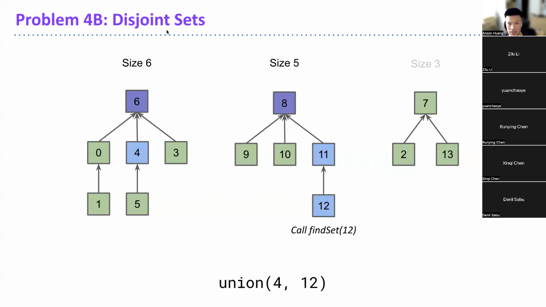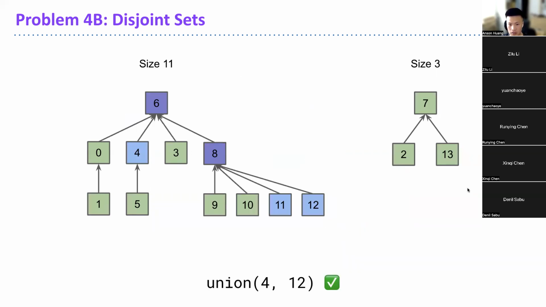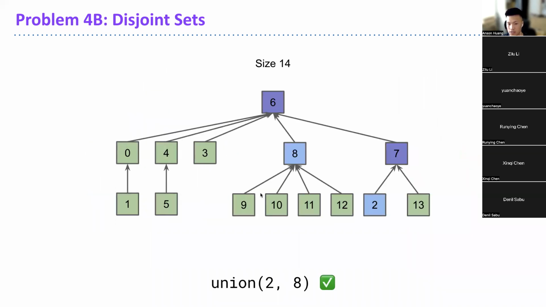And that is what we get into with this second problem right here. 2 and 8. Notice that 8 has 4 children, right? 9, 10, 11, 12. Even though we call find set on 8, it doesn't change its children at all. Its children still point to 8, and its children don't point to 6. That's a great question. Cool. Any other questions before we move on to MSTs?